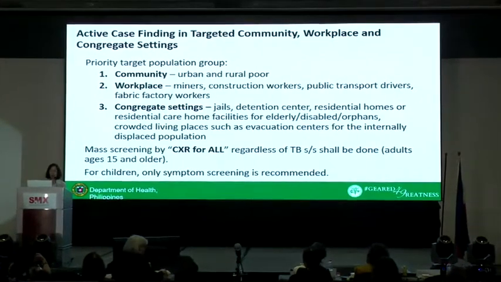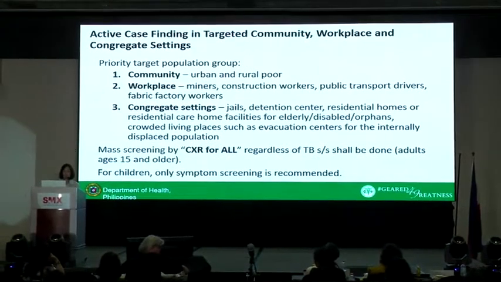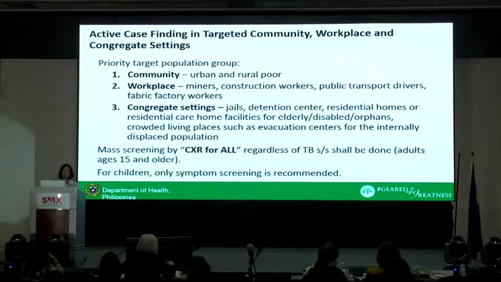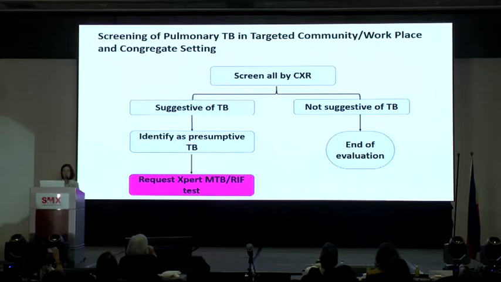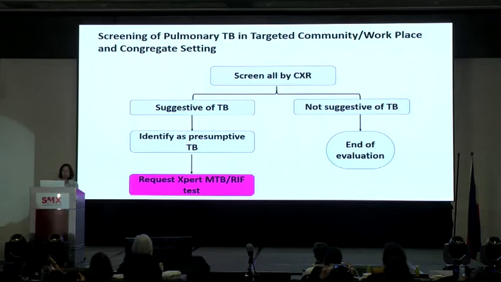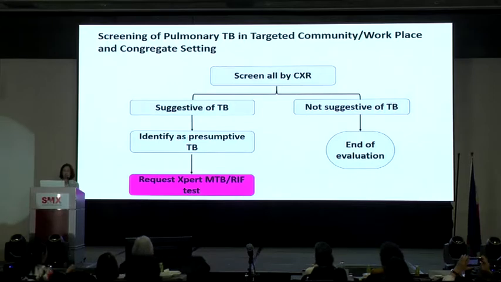facilities. So we will do mass screening, and this would be chest x-ray for all. For children, we will only do symptom screening. The algorithm for this is we screen all with chest x-ray, and if they are suggestive of TB, then we will identify them as presumptive TB and we will request for expert.